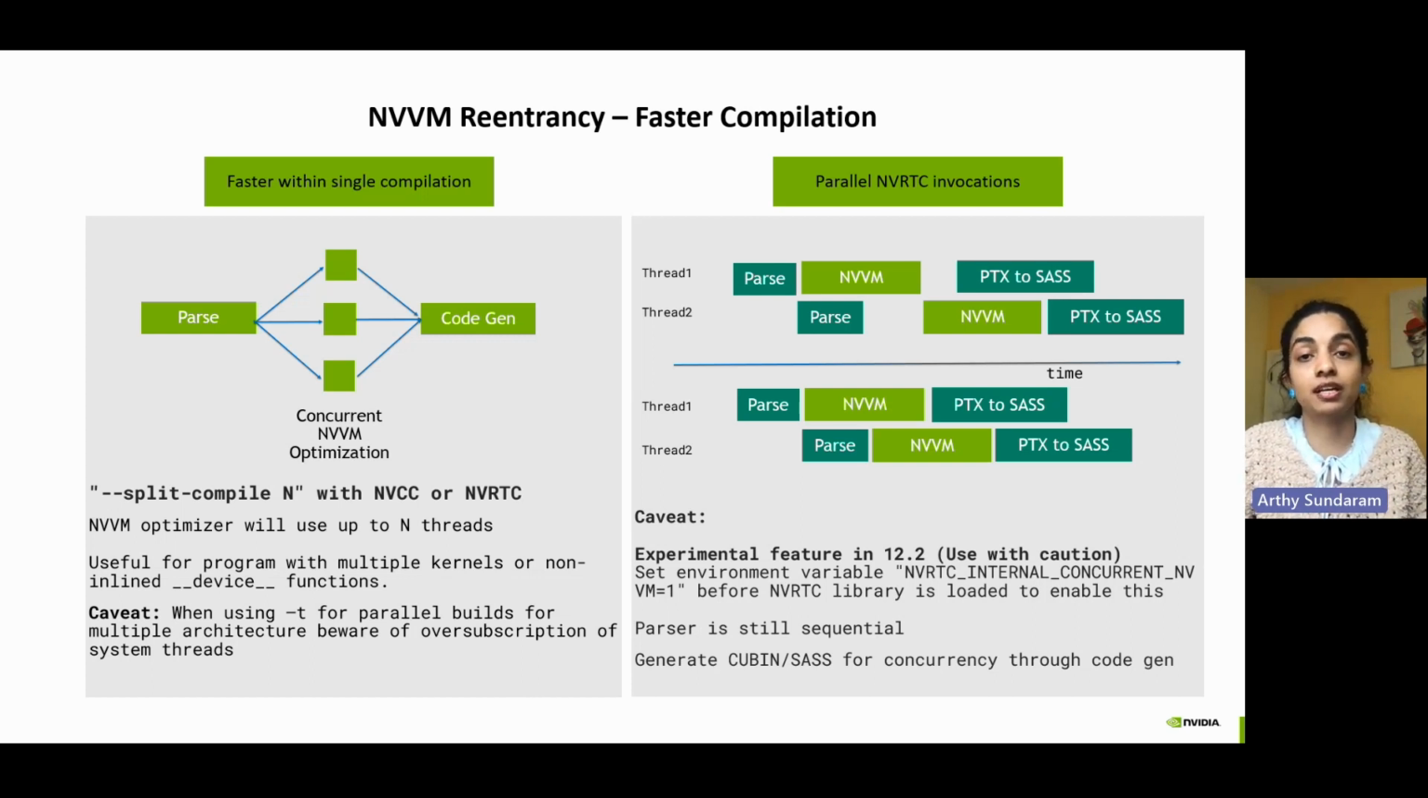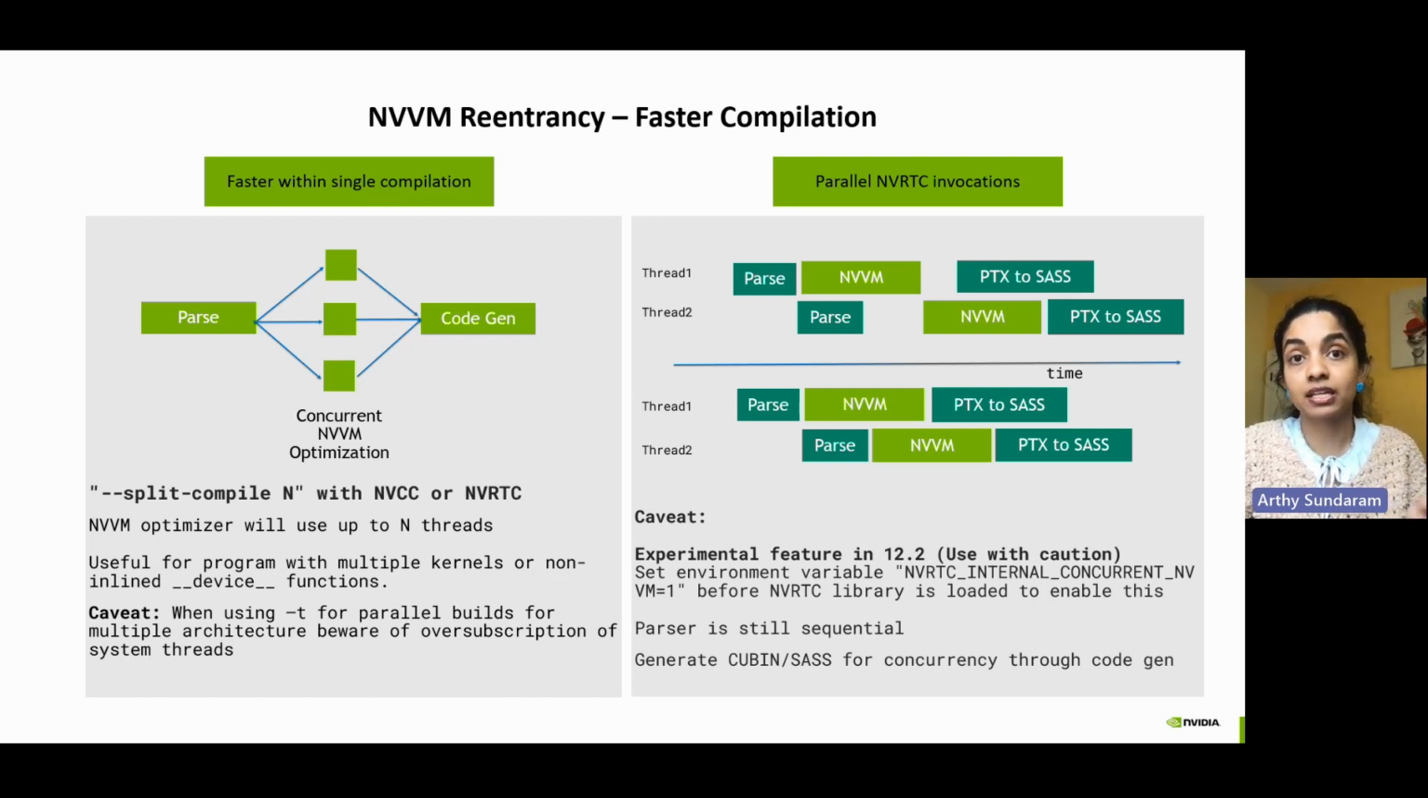Now you have to specify how many threads to use this way, because largely we don't want to end up oversubscribing the system with too many threads. So you can pass the number of threads we can use to parallelize the optimization phase in our compilation flow. This is applicable, as I said, for both NVCC and NVRTC.